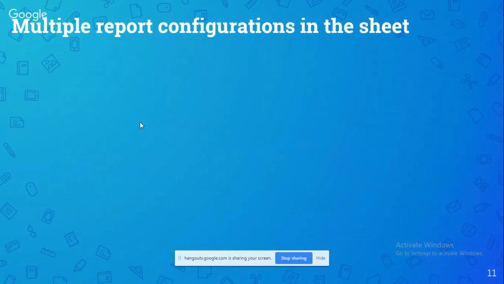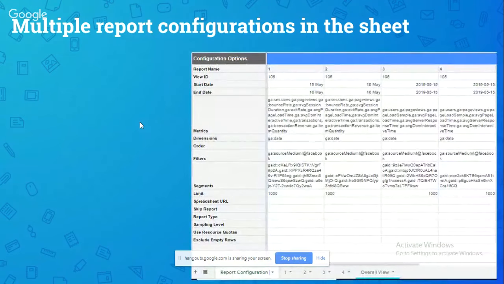Now we'll be talking about how to run multiple report configurations in the sheet. On the screen you're able to see I have added multiple reports here, right? In the very first column I have added 4 segments, and in the second column I have added more segments. In the third column I have added more segments, and then in the fourth again more segments. So just by one click you will have multiple segments of data on your spreadsheet.